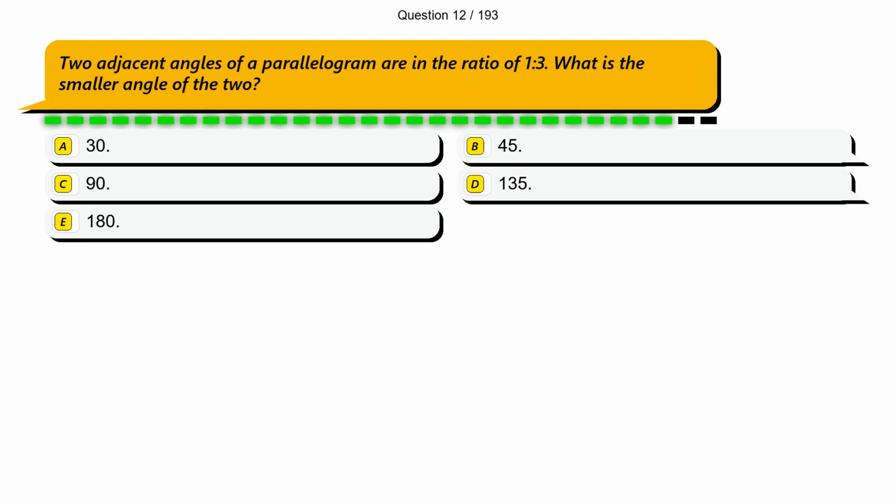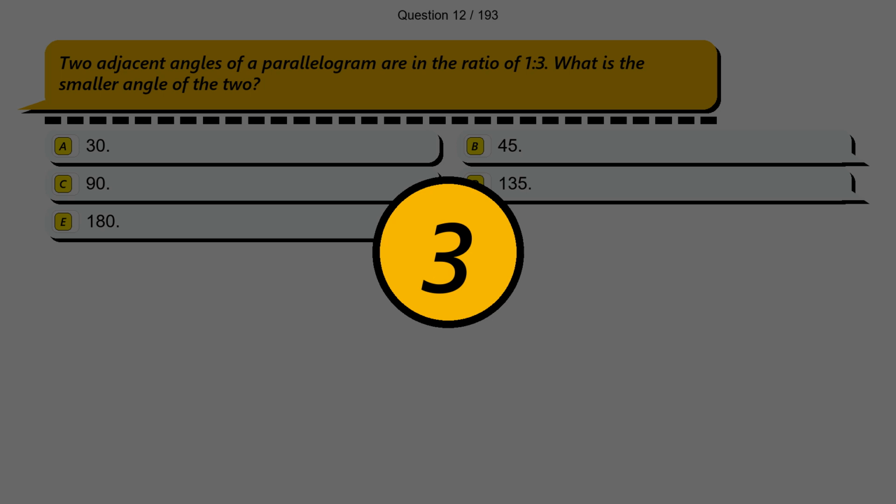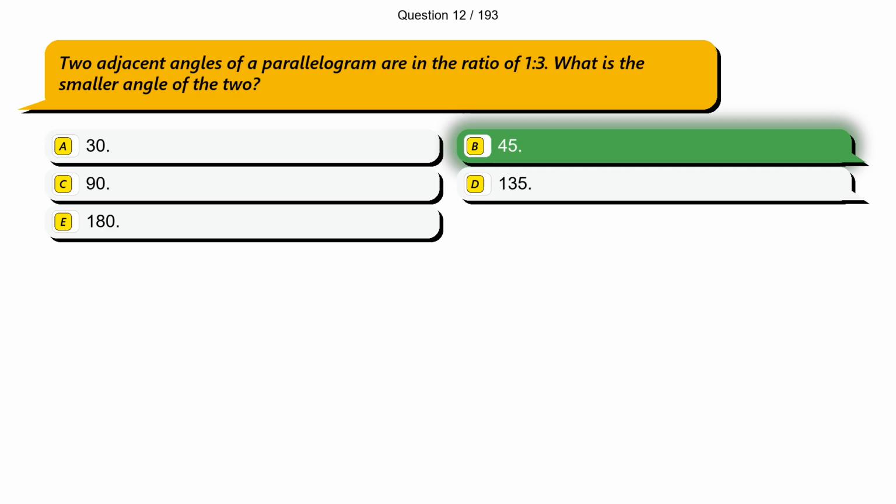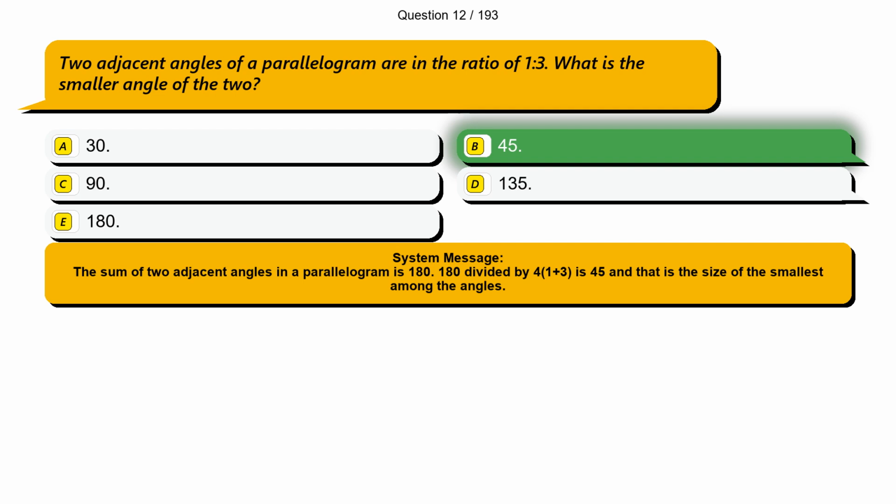Question 12. 2 adjacent angles of a parallelogram are in the ratio of 1 to 3. What is the smaller angle of the 2? Option A 30, option B 45, option C 90, option D 135, option E 180. The correct answer is option B, 45. The sum of 2 adjacent angles in a parallelogram is 180. 180 divided by 4, 1 plus 3, is 45, and that is the size of the smallest among the angles.